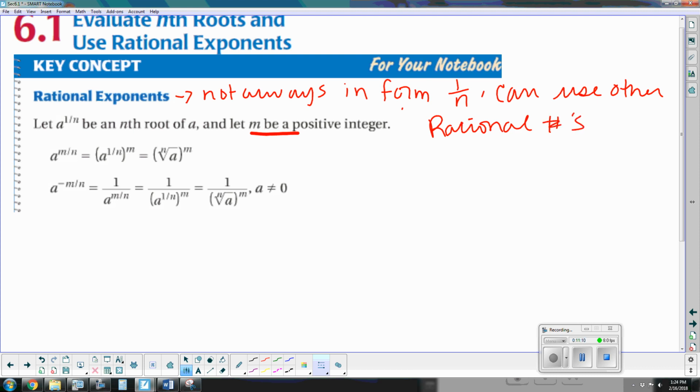So a couple examples, we could use 3 over 2. That's a rational number. We could use negative 1/2. That's a rational number. But our n is going to stay positive, and it's going to stay greater than 1.